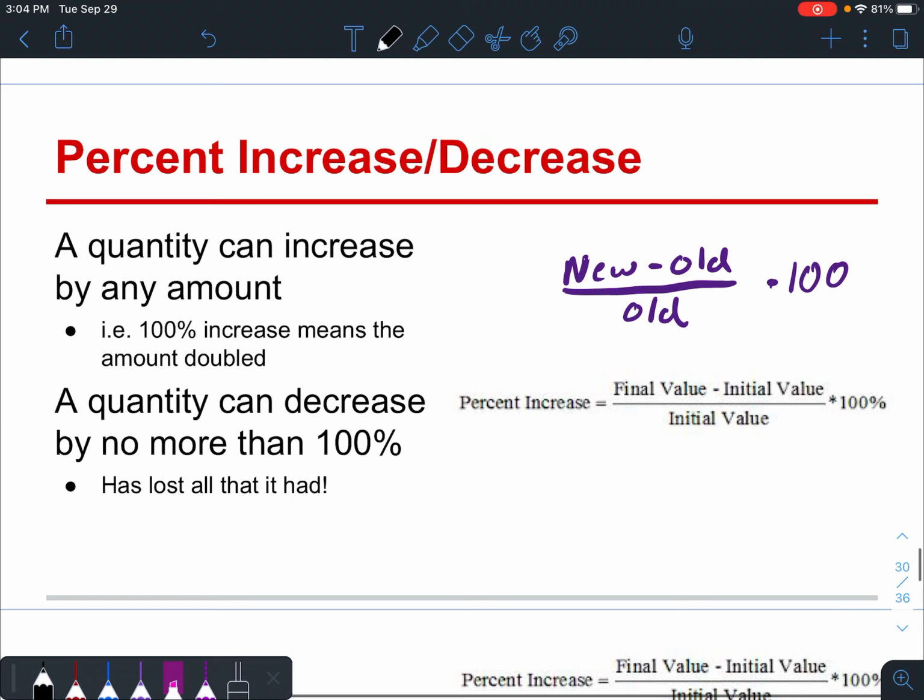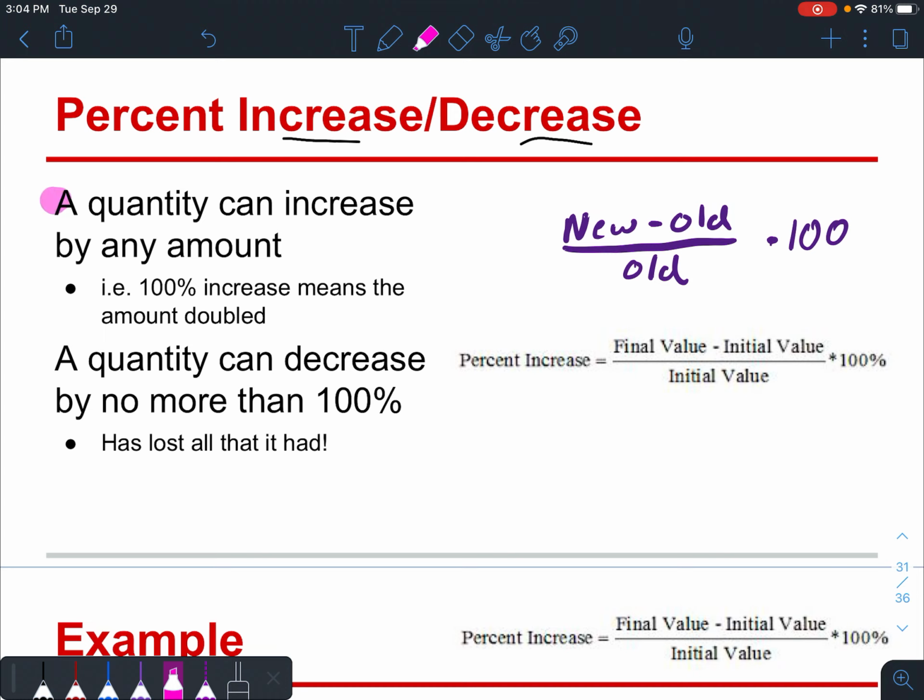Last piece of the puzzle that we're going to talk about today is percent increase or percent decrease. A quantity can increase by any amount. 100% increase means that the amount would be doubled. So if you went from $100 to $200, that would be a 100% increase. A quantity can decrease by no more than 100%, and I'm going to put a little asterisk here because you can lose more than 100% of your money. That's called debt, right? So most quantities can decrease by no more than 100%.